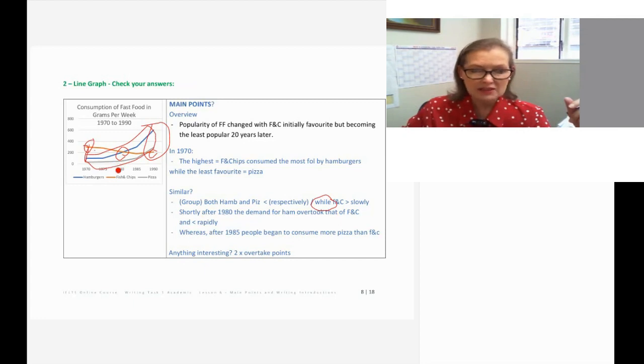And in this particular graph, we get that a second time when at this point over here, just shortly after 1995, more people began to consume more pizza than fish and chips. So at this point, we've had a complete reversal of the situation.